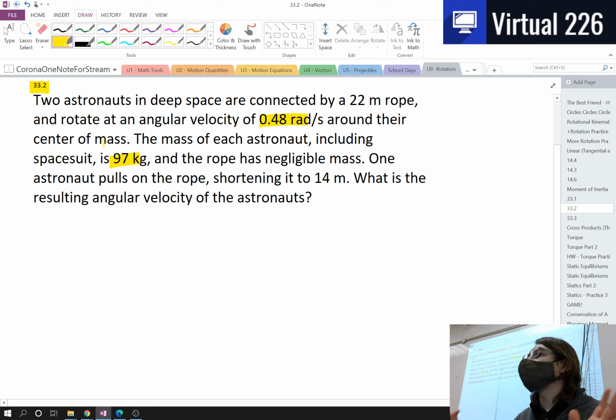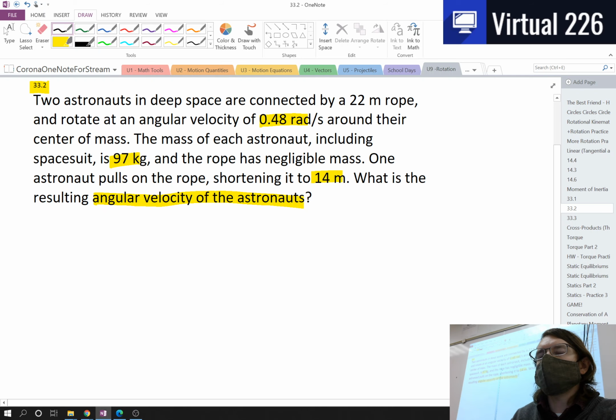We're going to pretend the rope has negligible mass here so that we don't have to worry about its funky mass distribution. Okay? One astronaut, though, pulls on the rope, and they shorten it to 14 meters. What's the resulting angular velocity of the astronauts?